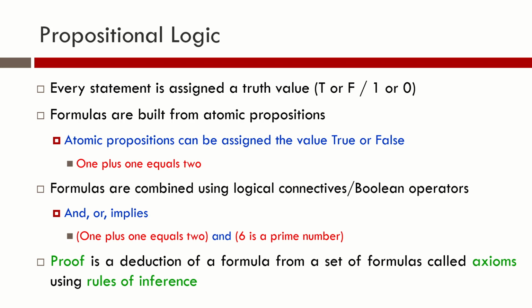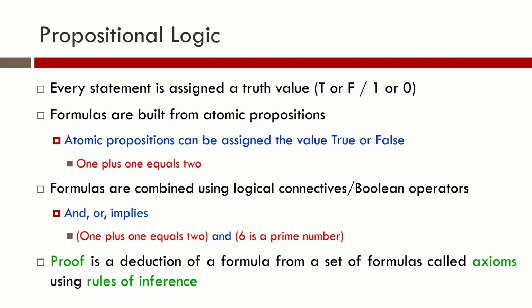So coming to propositional logic. Propositional logic is the simplest logic, and in propositional logic, every statement will be assigned a truth value. Either true or false will be assigned to every statement. Instead of true and false, it is also possible to use 1 or 0. That is, we may use 1 for true and 0 for false.